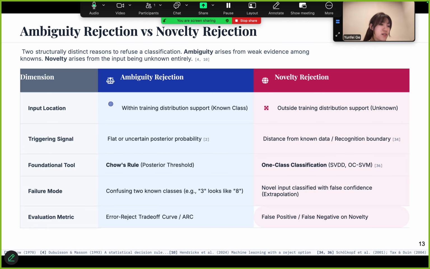The critical theoretical point is that no threshold rule on posteriors is sufficient for novelty rejection. That is because posteriors outside the training support are extrapolations. Those extrapolated values carry no probabilistic warrant. So you cannot use a tool designed for one problem to solve the other, and that is why these two mechanisms need to coexist in a robust system.